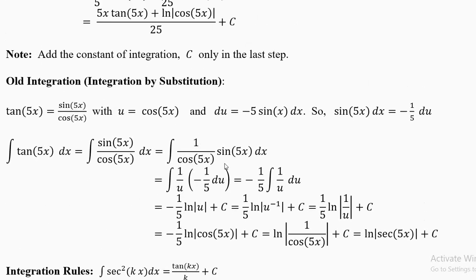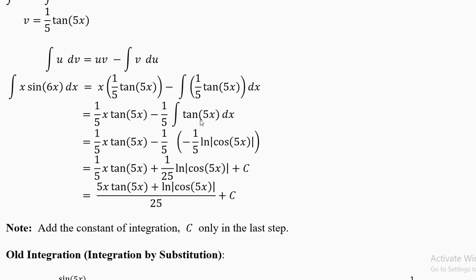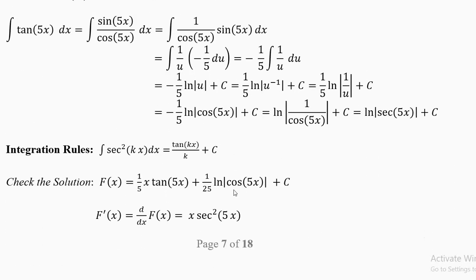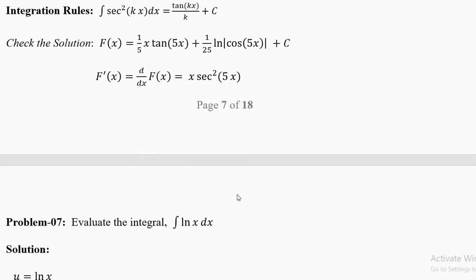Now go back to your integration by parts. Now this tangent integration is minus 1 over 5 logarithm natural modulus cos 5x, minus 1 by 5 into minus 1 by 5 is 1 over 25 ln cos 5x plus c. Now take 25 common and multiply 5 here. You will get 5x tangent 5x plus ln cosine 5x. And you can check the answer by differentiation directly.